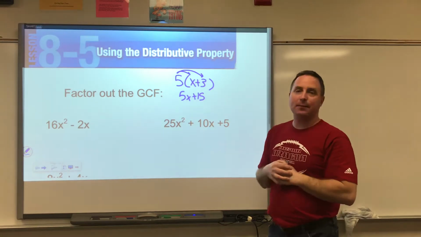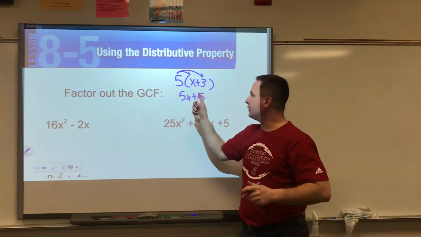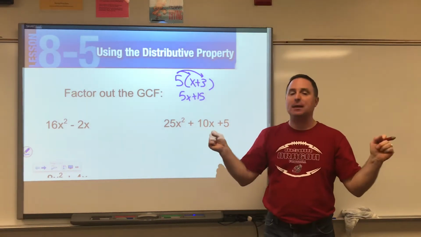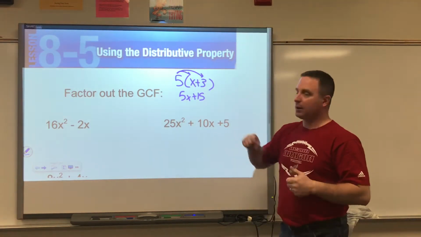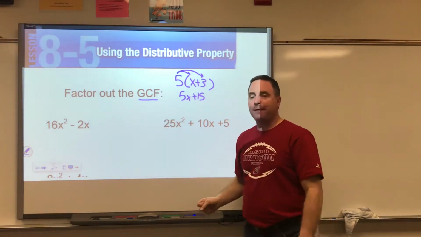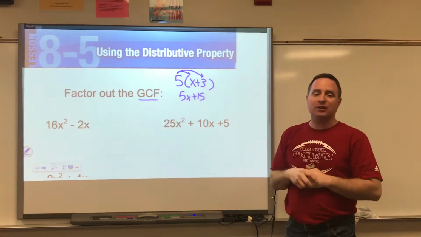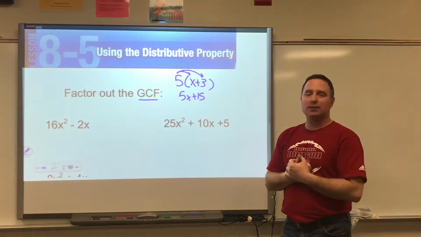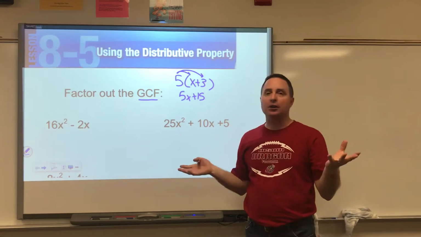And there's a special name for that. It's called factoring. We're going to take a polynomial expression and factor it apart, break it apart into different pieces. Today, the one we're going to talk about is factoring out the GCF. GCF stands for the greatest common factor. Another way to think about that is: what is it that goes into all of the terms?